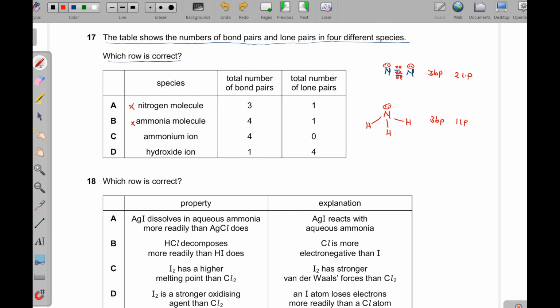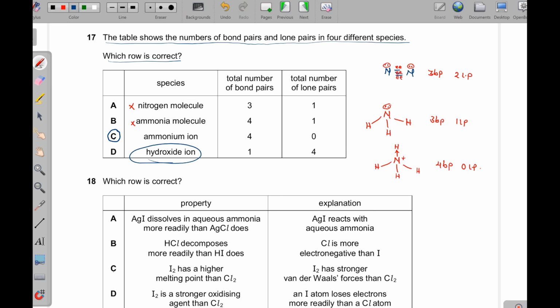Let's go to the ammonium ion. Ammonium ion, now this one donates a lone pair to a proton. You see that? When it donates a lone pair to a proton, we are now going to have a tetrahedral shape formed here, using valence shell electron pair repulsion theory. So there is a bond pair here. How many bond pairs? There are 4. 1, 2, 3, 4. The lone pair is out, but it has given us a bond pair here. So there are 4 bond pairs and 0 lone pairs. 4 and 0. This has to be then the answer.